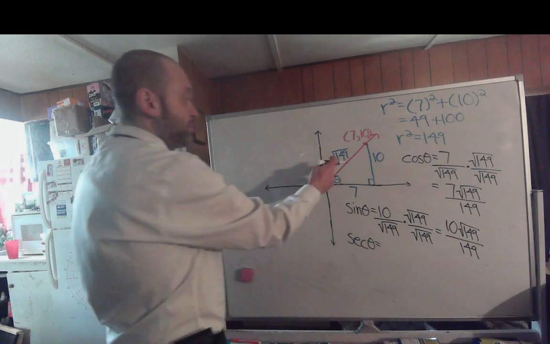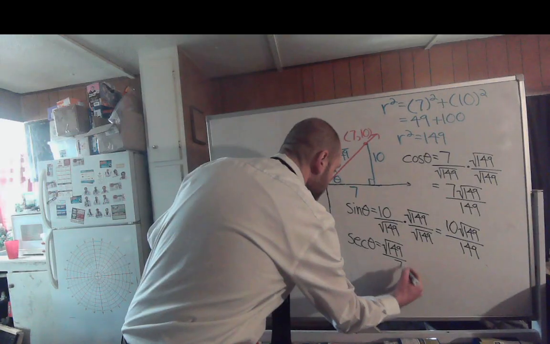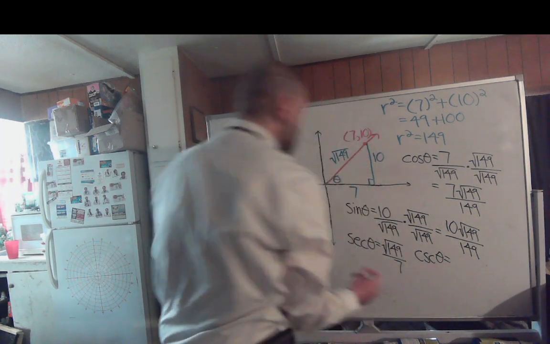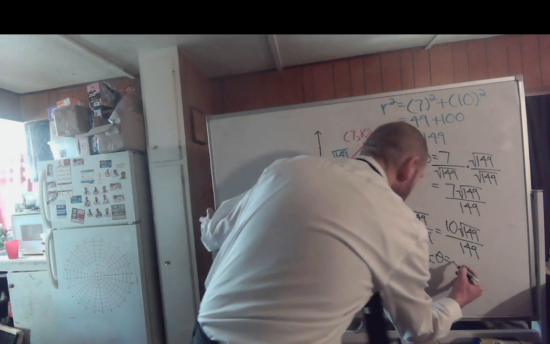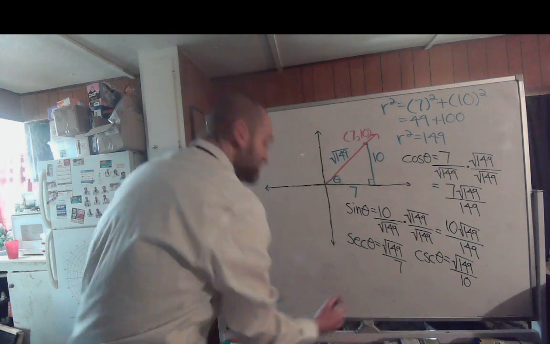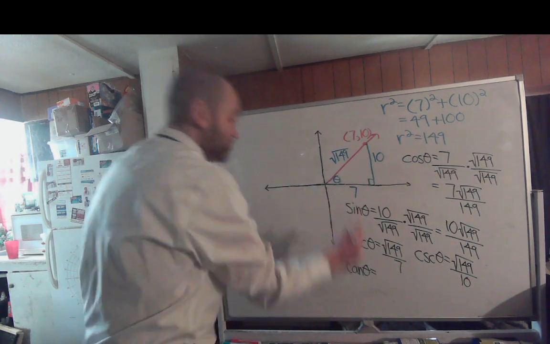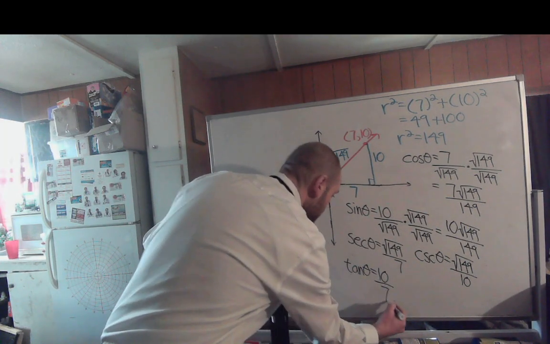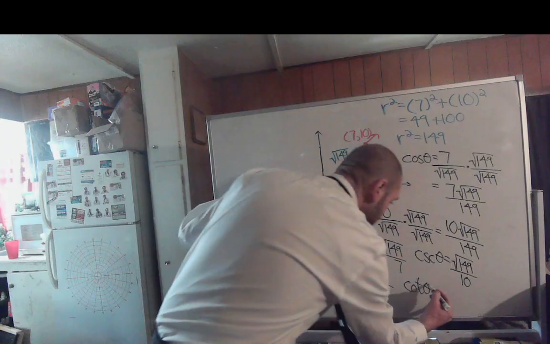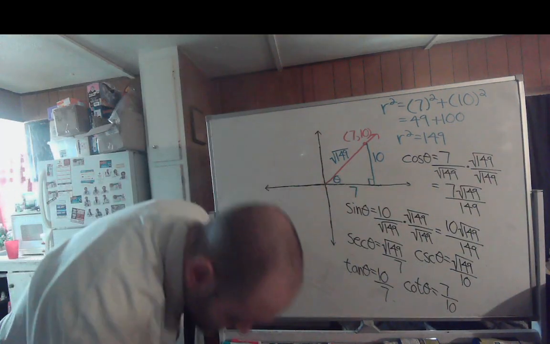Now let's go ahead and find your secant. Secant, of course, is hypotenuse over adjacent, so that would just give you the square root of 149 over 7. Now let's find your cosecant. That's going to equal the hypotenuse over opposite, so you would get the square root of 149 over 10. Now let's find the tangent of theta. That would give you opposite over adjacent, so that would give you 10/7. And then your cotangent's just the reciprocal of tangent, so the reciprocal of 10/7 would give you 7/10. So there's your cotangent, it would be 7/10.